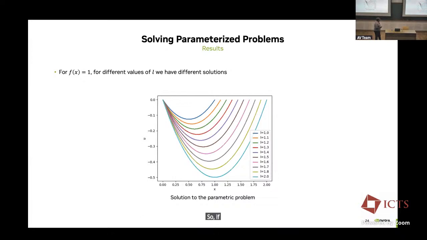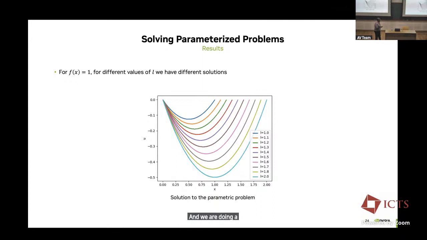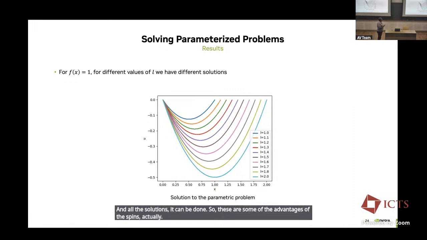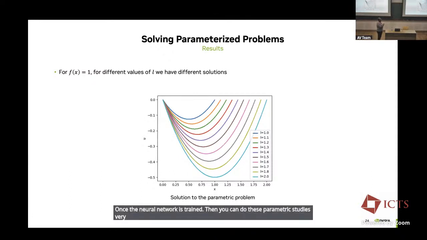So if you have, say, varying boundary, f(x) equal to 1 for different values of L, okay? So boundary conditions itself we are varying here, and we are doing a parametric study on that boundary condition variation. And all the solutions can be done. So these are some of the advantages of the PINNs actually. Once the neural network is trained, then you can do these parametric studies very quickly.